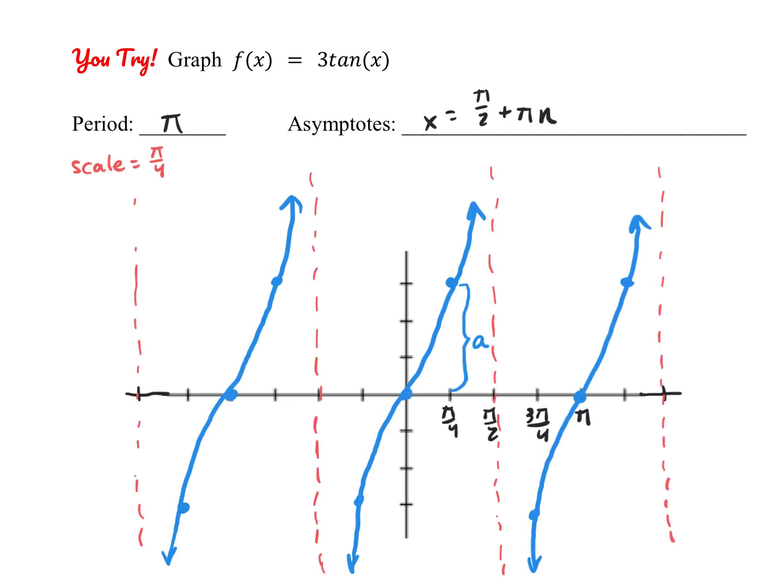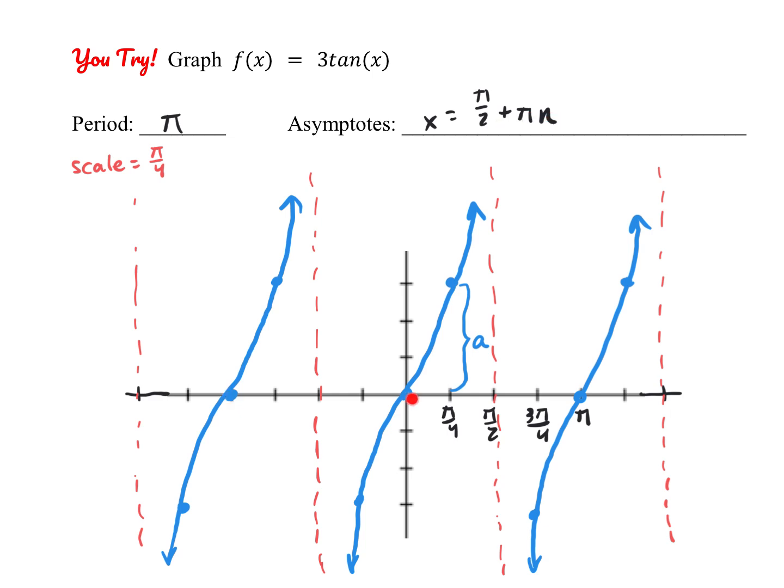All right, so for this one, the change that we see is that vertical stretch by a factor of 3. So our period is pi. I'm scaling it by pi over 4. My asymptotes are at pi over 2 plus pi n. Remember, name one and then add the period times n.